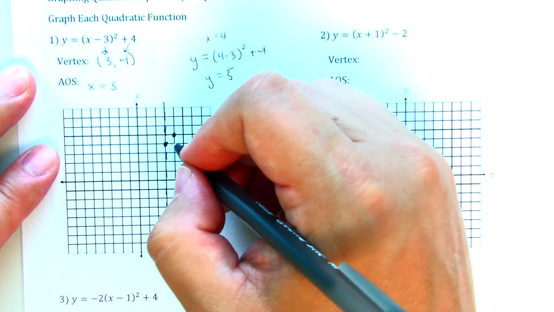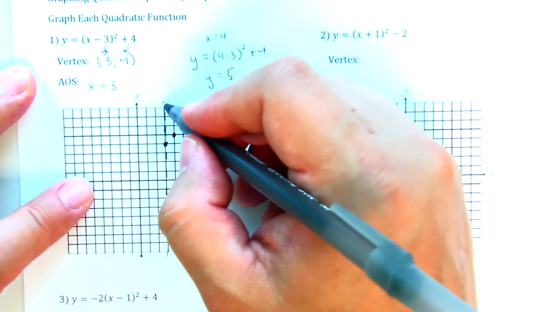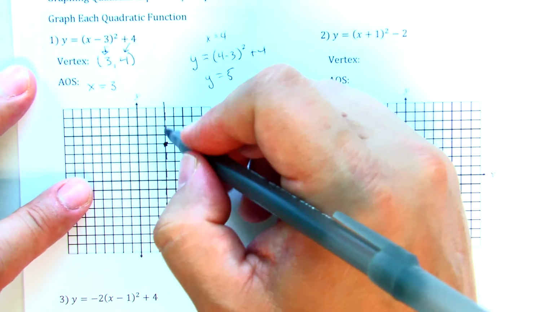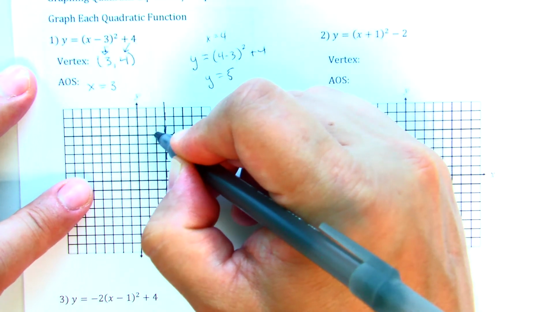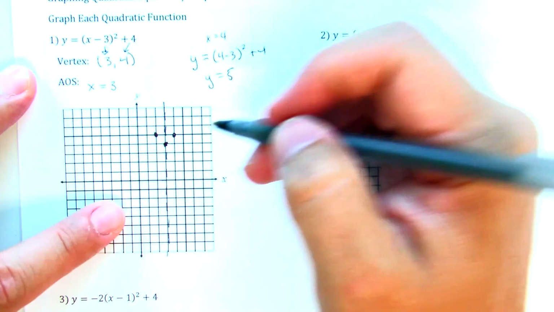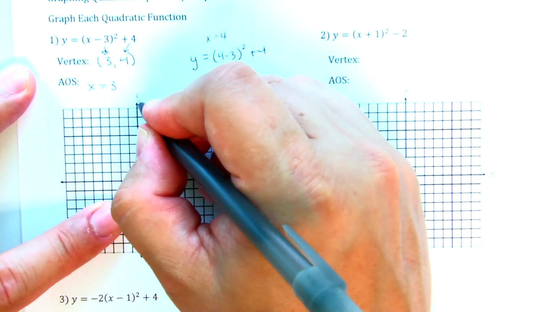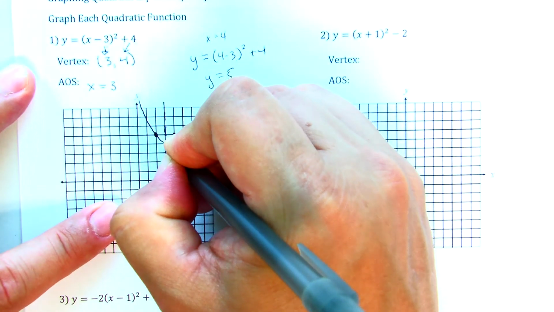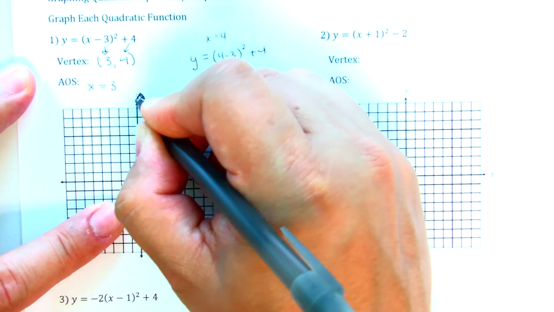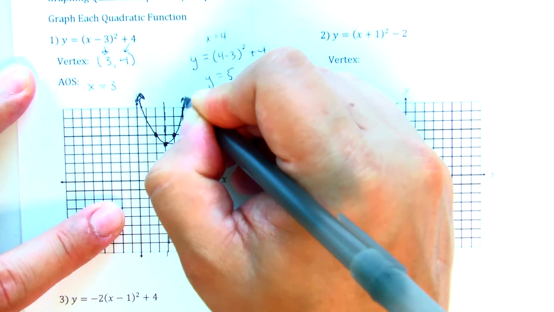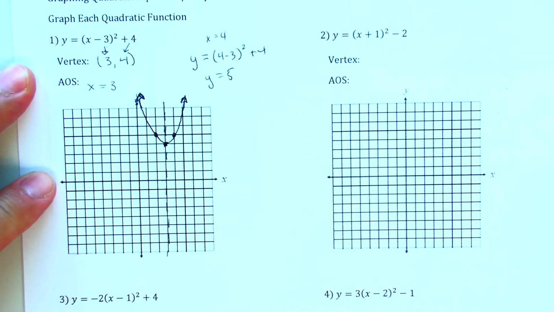Now the axis of symmetry is called the axis of symmetry because it's symmetrical along that axis. So if there's a point right here, there's a point right on the other side, symmetrical, right here. Now I've got a better idea. I know that it's going to be a parabola, a U-shaped parabola, so it's going to look something like this. And as far as we're concerned, for graphing it, that is all you really need. So there you go. I graphed that quadratic function.